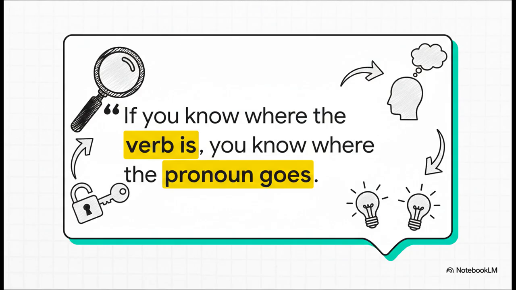So when you really boil it all down, it comes back to this one simple, powerful idea. If you know where the verb is, you know where the pronoun goes. It's either going to be right before that main conjugated verb, or it's going to be attached to the end of an infinitive or a progressive. That, right there, is your key to getting this right every single time.